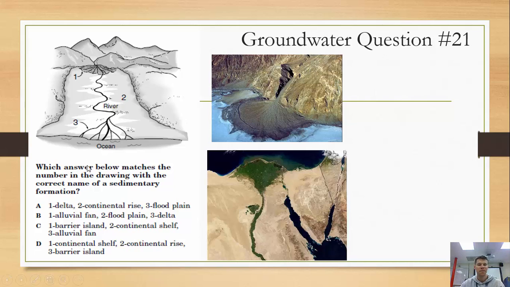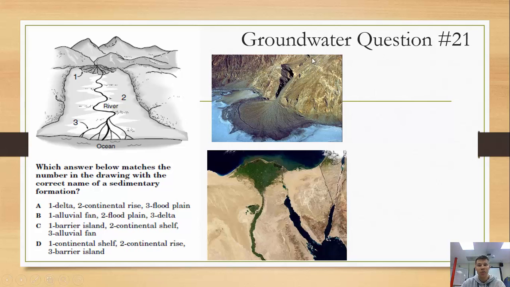Okay, this question is basically asking you, can you identify the parts of the river here? And let's just look at them here. Number 1, we've got this little fan-shaped projection coming down from the mountain. And this is a little better picture of it over here.